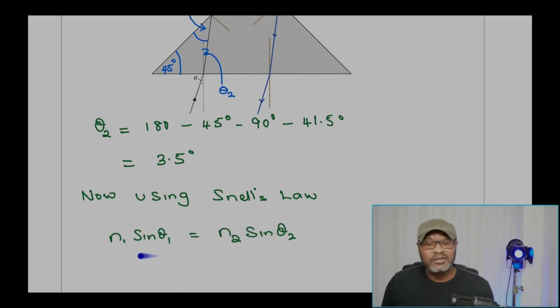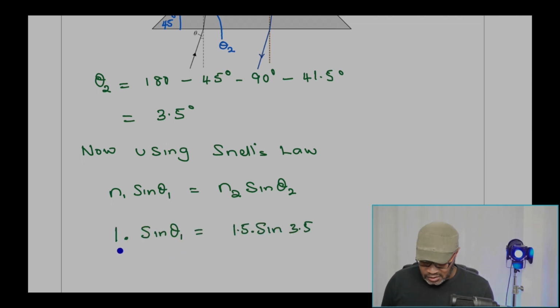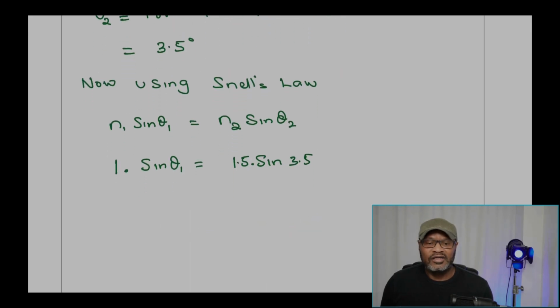So we can say Snell's law, n1, this is n1, and this is n2. So n1 sine theta 1, this is theta 1, equals n2 for the glass, sine theta 2. And we know that n1 is air, the refractive index for that is 1, so sine theta 1 equals 1.5, the refractive index for glass, times sine 3.5 degrees. We want to find theta, so sine theta 1 equals 1.5 times sine 3.5.